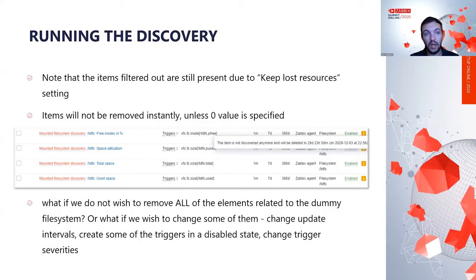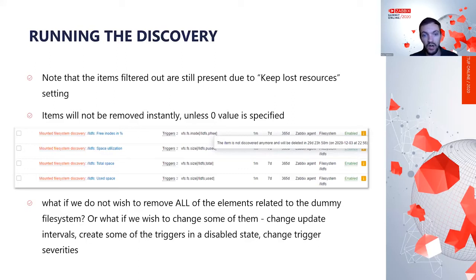So now our filter is not going to remove all of the items instantaneously due to the fact that there is a keep lost resources setting active. Most likely it will be around 30 days. Yes, but if you set it up to 0, then instantly your filter will work and remove all of the items. But if there is a value there, then for some time these items are still going to be available, but you will see this yellow exclamation mark stating that the item is no longer discoverable and it will be removed.